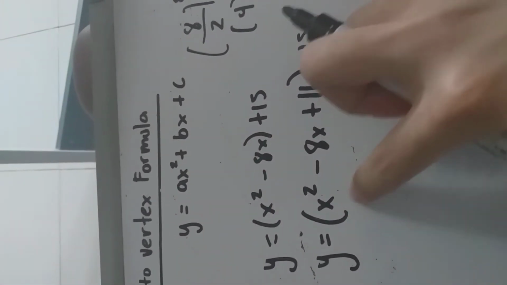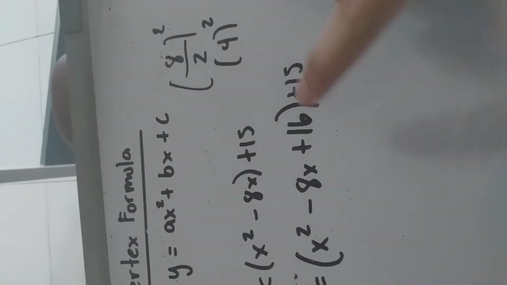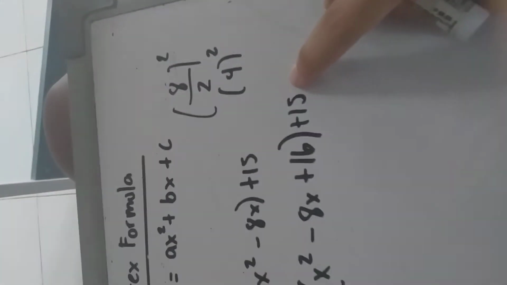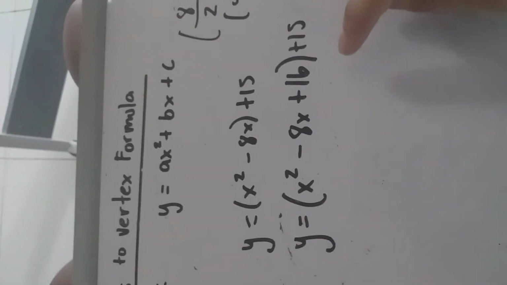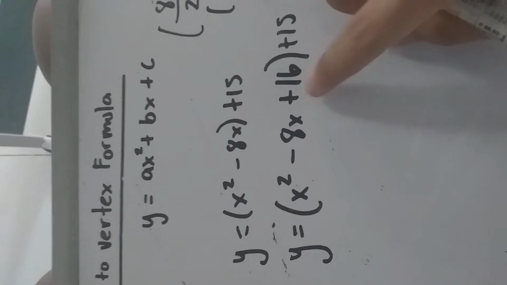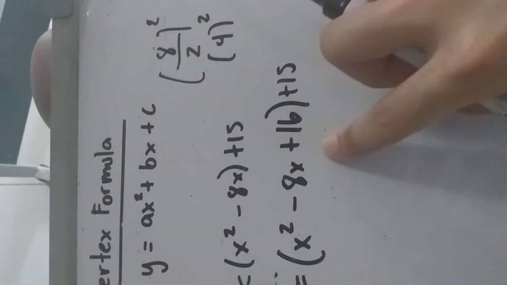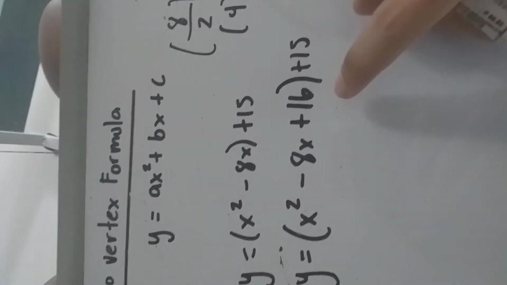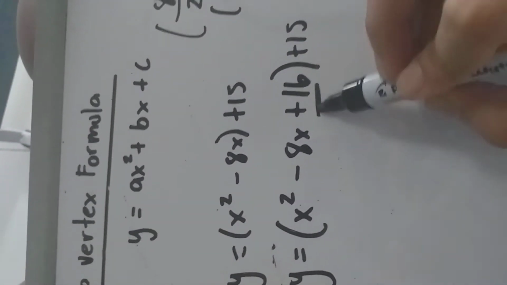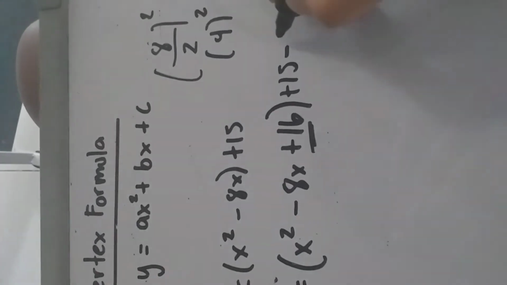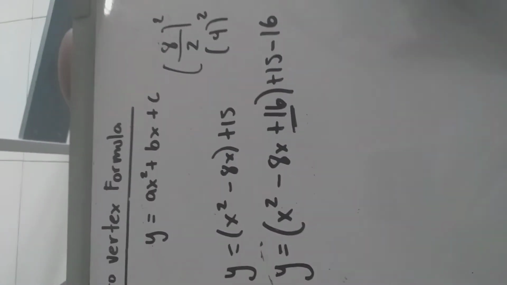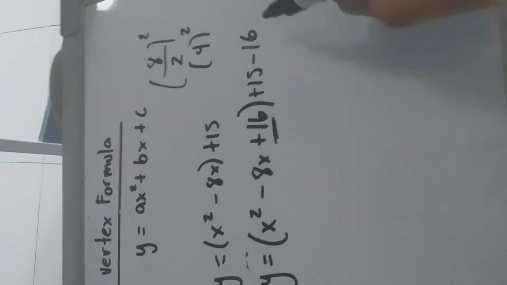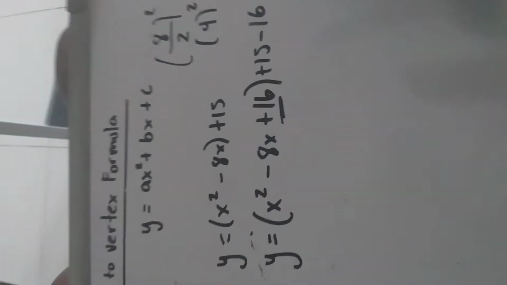Now, the rule here is that if you add 16 to the parentheses, you're going to subtract 16 outside the parentheses. So that's the common rule. If you add it in the parentheses, the new constant, so this is your new constant, 16, you add it to the parentheses, that's why it's positive 16. Then you subtract it outside the parentheses. So that's what it's supposed to look like.